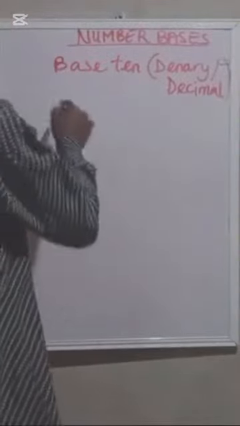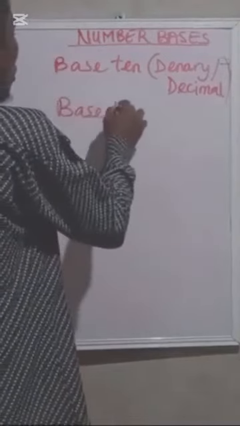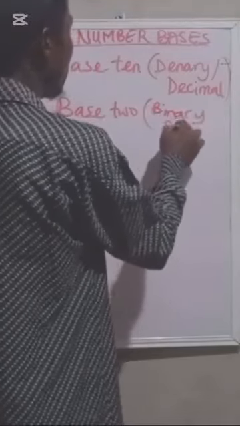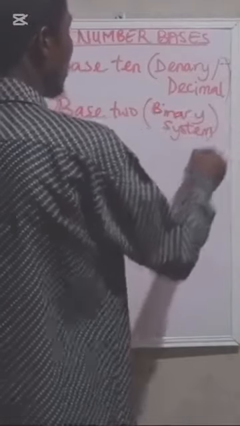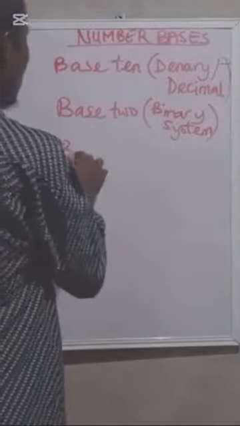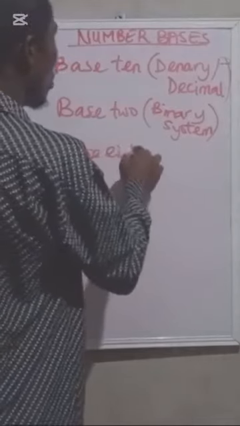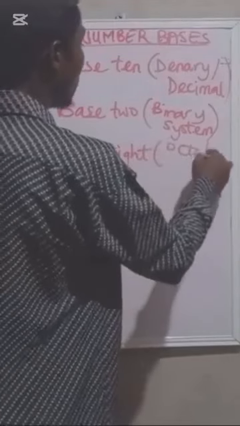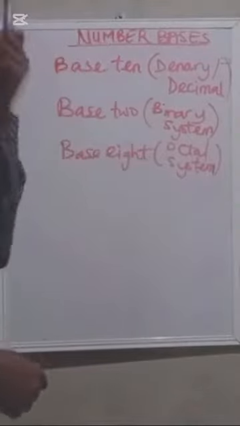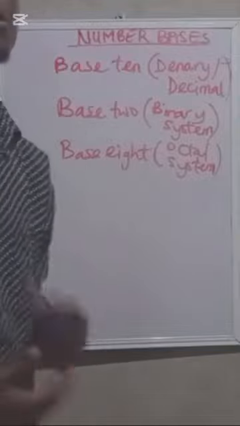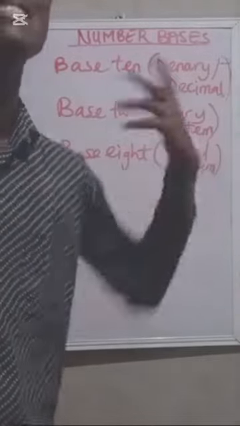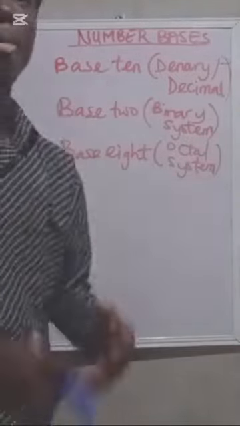When you have something in base 2, it is called the binary system, and you see that this is usually used by programmers. Then if you have base 8, we call it the octal system, and lots more. So we have different bases. You can say base 3, base 4, base 5, base 6, base 7, base 8, base 9, base 10, base 11, base 12, base 13, base 14, base 15, base 16. We have bases like that.